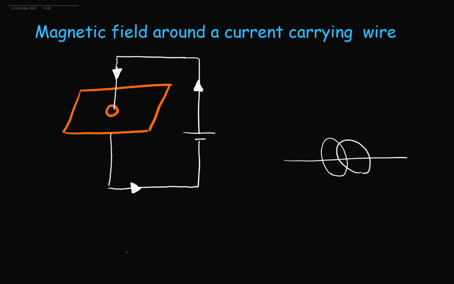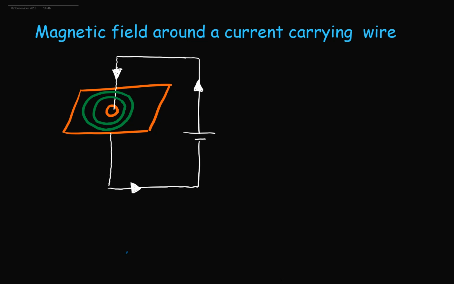Now, what we are interested in knowing is what is the direction of the magnetic field lines. So first, let me draw the magnetic field lines that are existing around the wire. So like I told you, there'll be circular magnetic field lines. So I'll draw small circles now to indicate that these are the magnetic field lines. Okay, so I have just drawn two lines to indicate that there are two circular magnetic field lines.